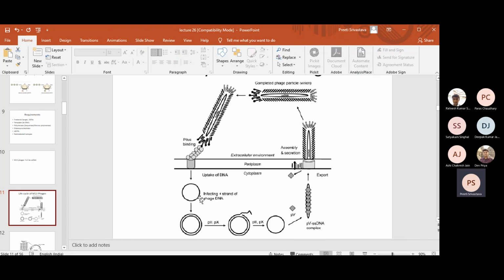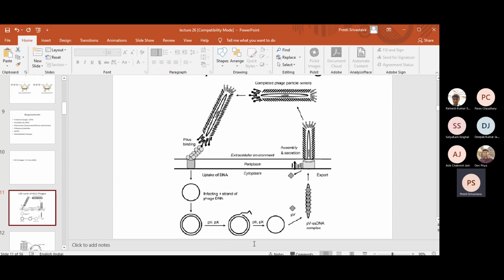But when it infects the bacterial cell, this is important for you to understand, class. That is why I'm showing you the entire life cycle. When it is present in the M13 phage, the genome is single stranded. But the moment it enters the bacterial cell, the DNA gets replicated and you have a double stranded DNA formed, right?